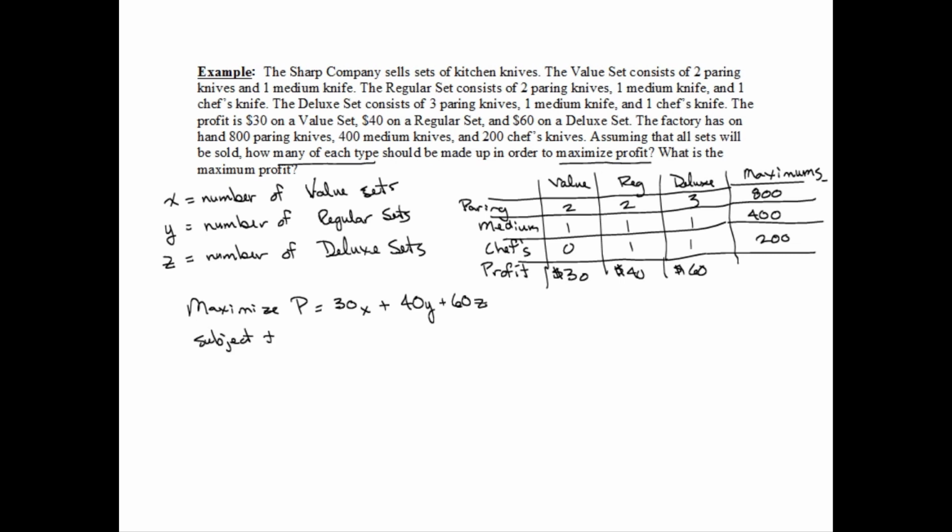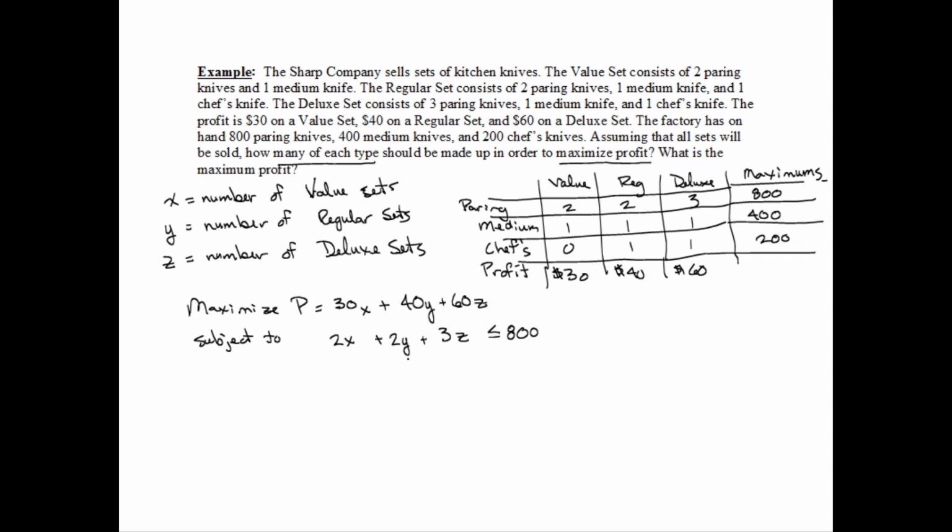Subject to, and these will be our constraints. We know we can't have any more than 800 paring knives put together in our sets. So less than or equal to 800. How many paring knives do we need? Well, 2 times the number of value sets, so 2x. Then 2 times the number of regular sets, so 2y. And then 3 times the number of deluxe sets, so 3z.